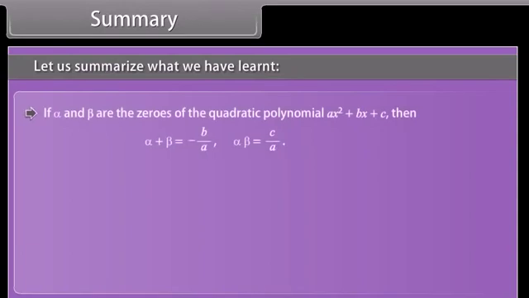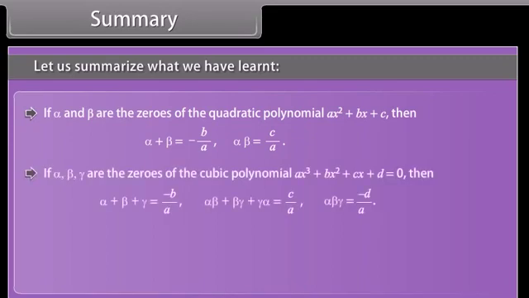If alpha and beta are the zeros of the quadratic polynomial ax squared plus bx plus c, then alpha plus beta is equal to minus b upon a, and alpha beta is equal to c upon a. If alpha, beta, gamma are the zeros of the cubic polynomial ax cubed plus bx squared plus cx plus d equals 0, then alpha plus beta plus gamma is equal to minus b upon a. Alpha beta plus beta gamma plus gamma alpha is equal to c upon a. Alpha beta gamma is equal to minus d upon a.